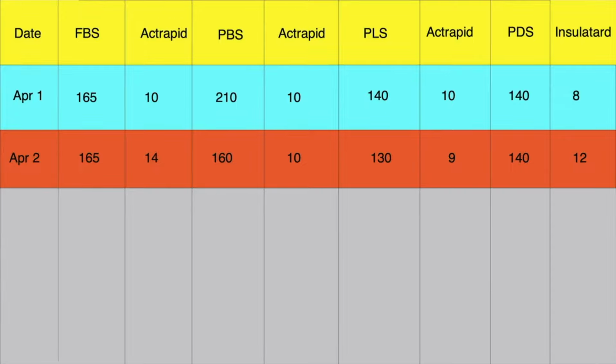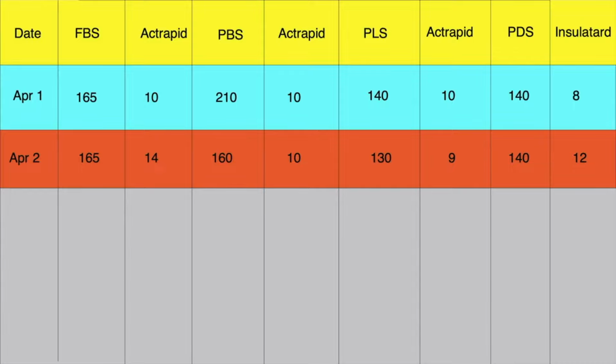On day 2, his fasting sugar was 165. His act rapid dose in the morning is now increased by 4 units because the previous day did not show an adequate response with 10 units. So we increase it by 4 units, and let's say the post-breakfast reading came down to around 160. We're quite happy with that.